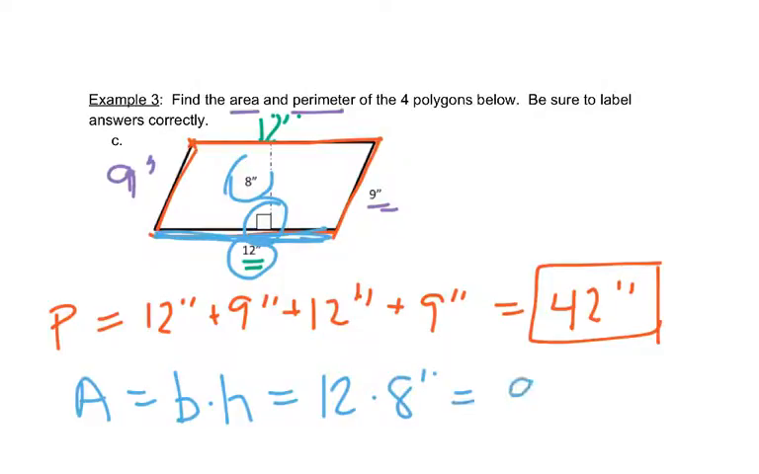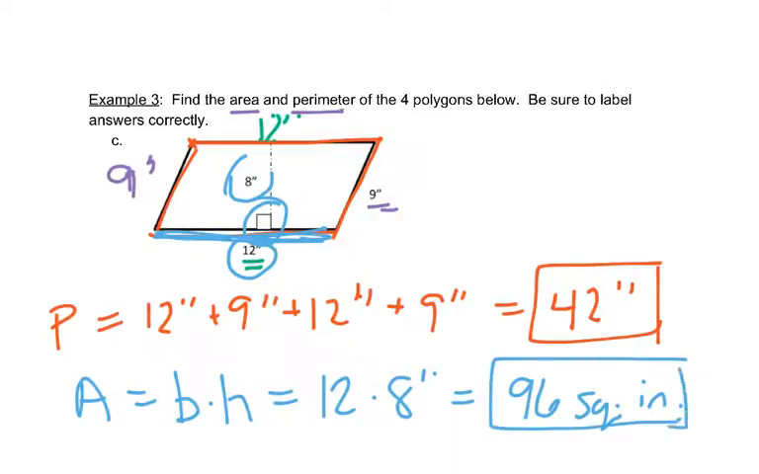So 12 times 8 is 96 square inches. Again, remember, area is always measured in square inches.